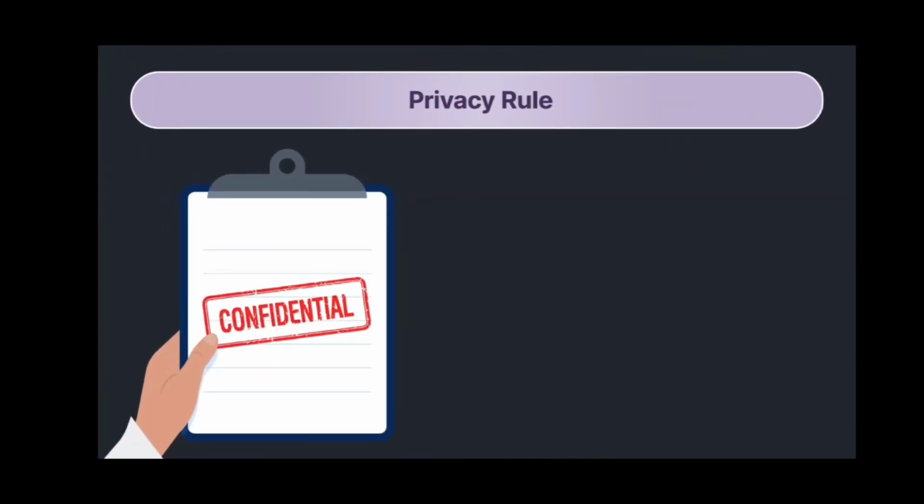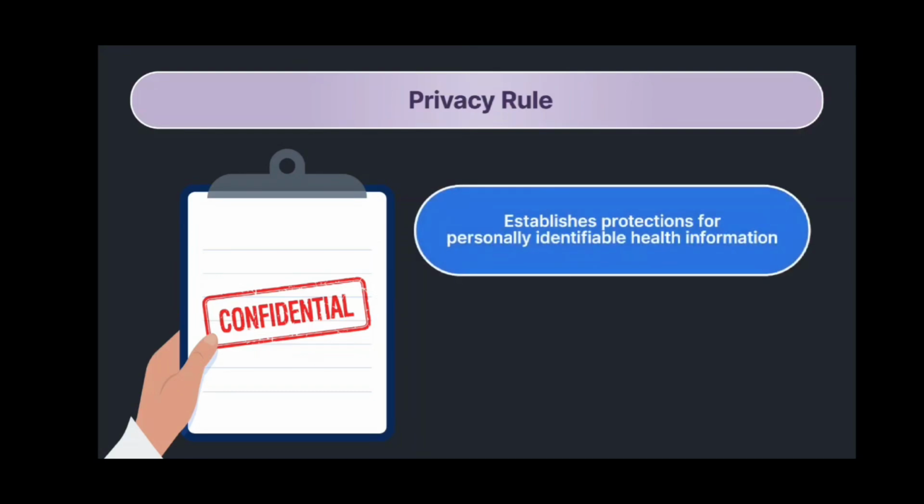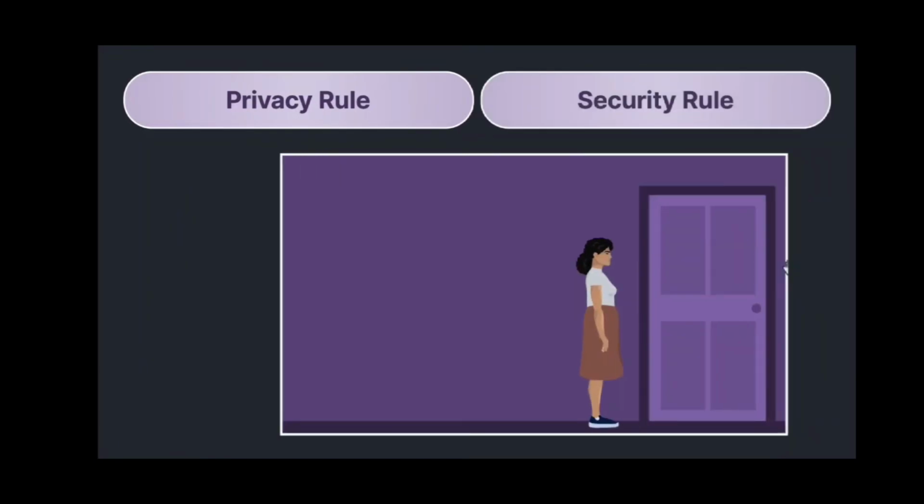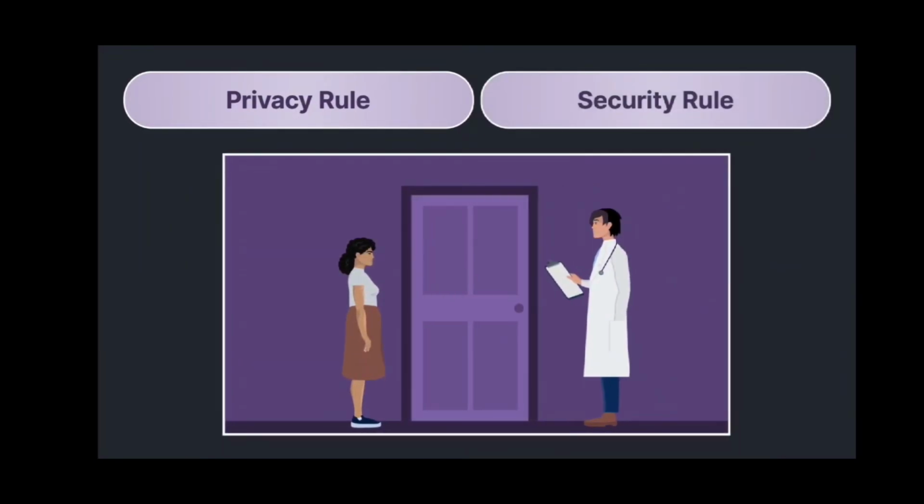The first is the privacy rule. This rule establishes federal protections for protected or personal health information, or PHI, held by physicians, hospitals, or any healthcare provider, and it gives patients rights regarding their health information. Privacy and security are the best known aspects of HIPAA, and the ones that impact daily practice of healthcare workers the most.